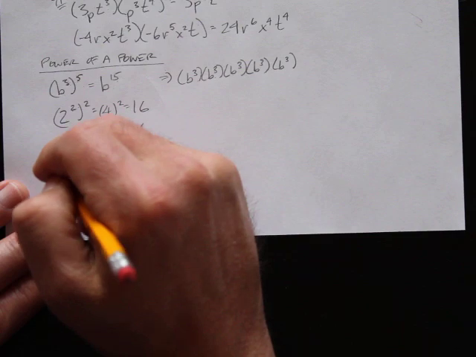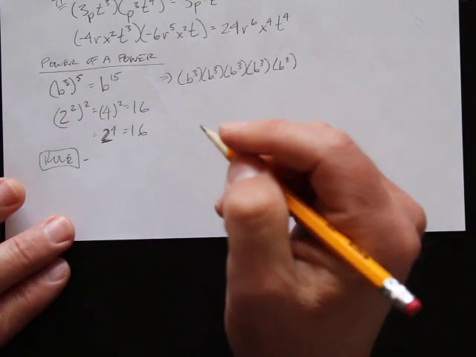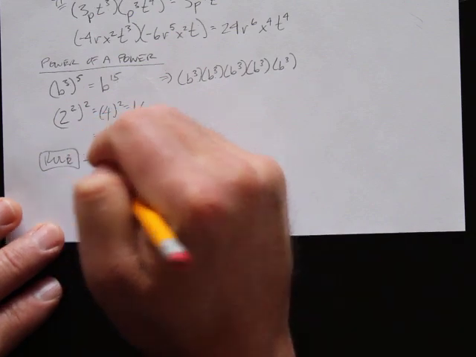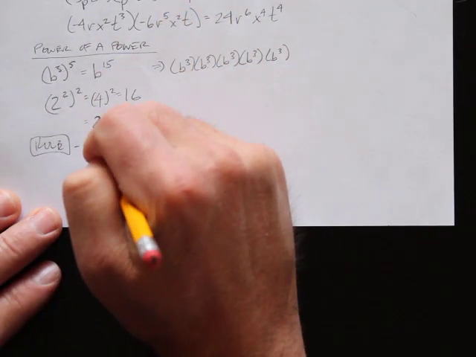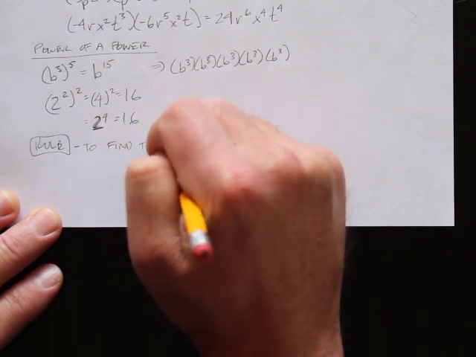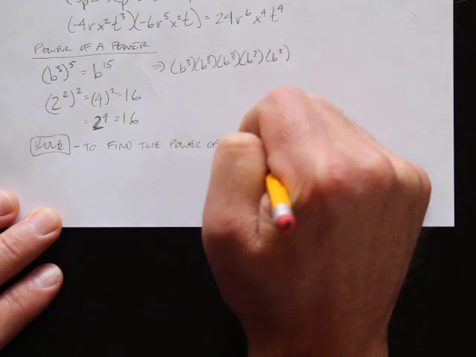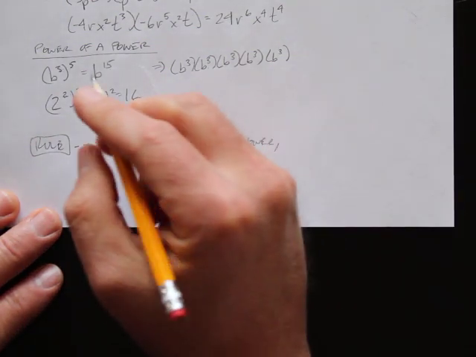So here's the rule. To find the power of a power, multiply the exponents.